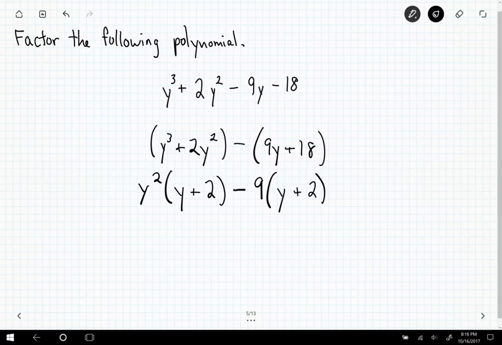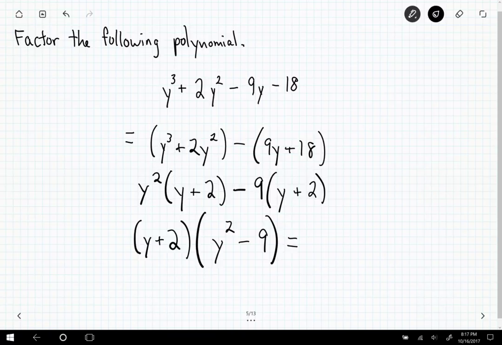So notice you have y squared of those y plus 2 factors, and then you have negative 9 of those y plus 2 factors. So what we can do is factor out a y plus 2 from both of those first two terms. And I'll draw a bigger parenthesis so we can see what's happening here. So how many things were times y plus 2 in the first term? Well, it's y squared of those. So we have y squared. And then in the second term, how many things were times the y plus 2? Well, it's negative 9 of those. So we have y squared minus 9.